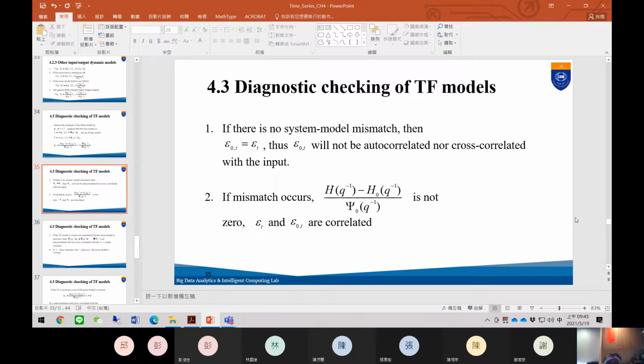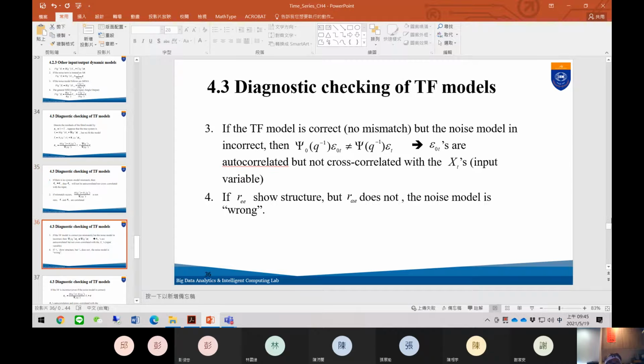And then we're going to show you the picture. So the third one: if the transfer function is correct, with no mismatch, but the noise model is incorrect, then the epsilon, after pre-whitening, must be autocorrelated but not cross-correlated with X_t, the input variable.